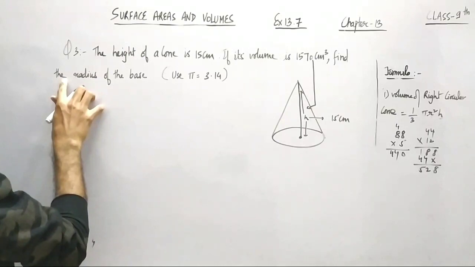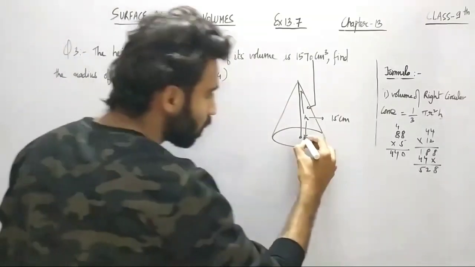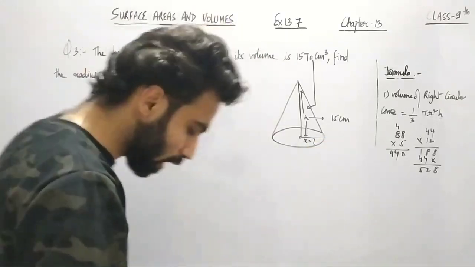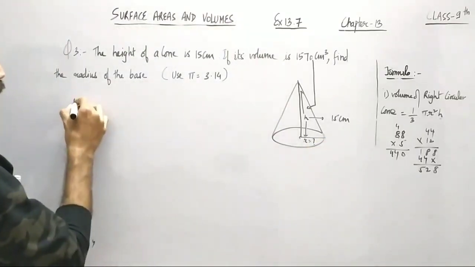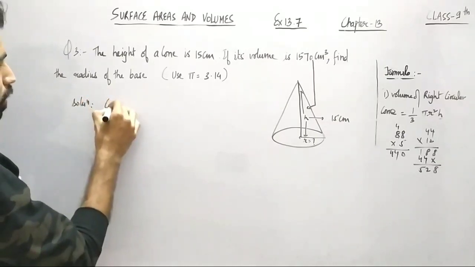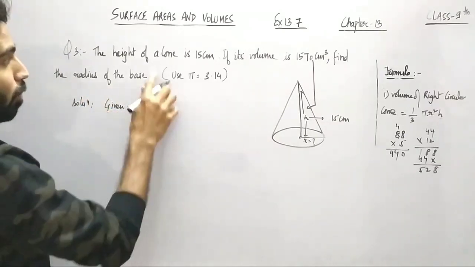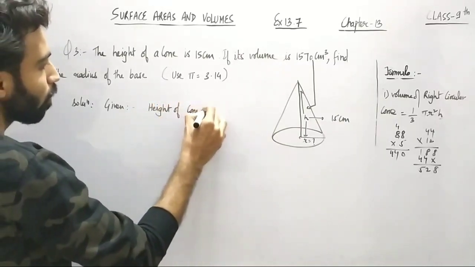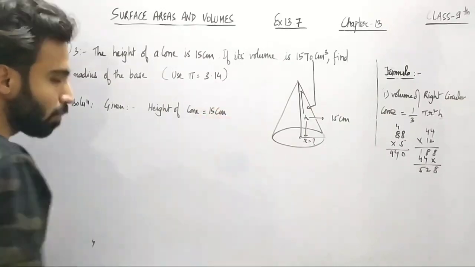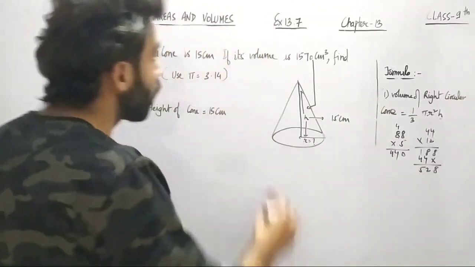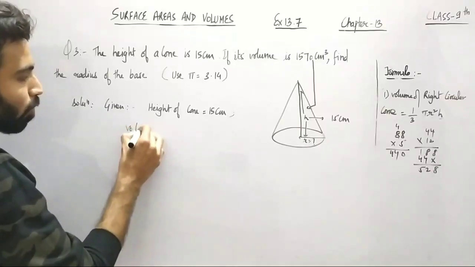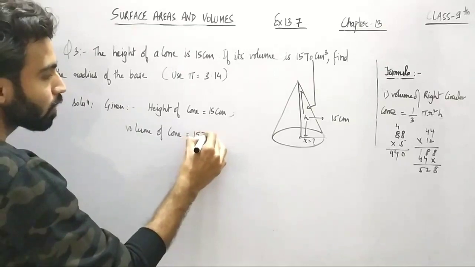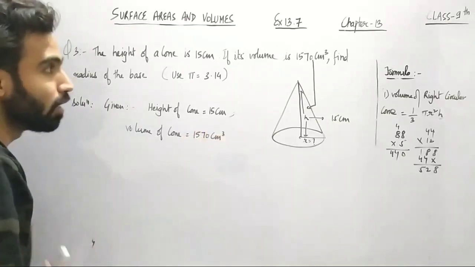So you can see we have to find the radius of the base, right? So what do we have to find out? The radius of this base here, right? So let us start this question. So first of all, what will we write in the solution? You can see what is given here in the question, right? So what is given here? The height of the cone. The height of cone, that is 15 centimeters, right? So this is given to us. Now further you can see also the volume of cone is 1570 centimeters cube, right? So this is given to us.